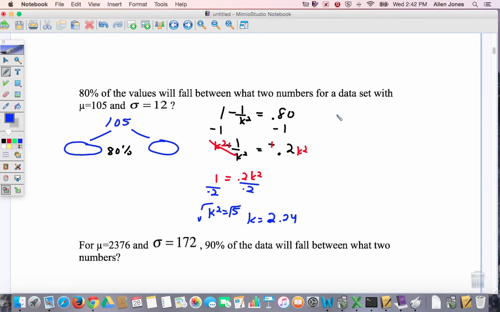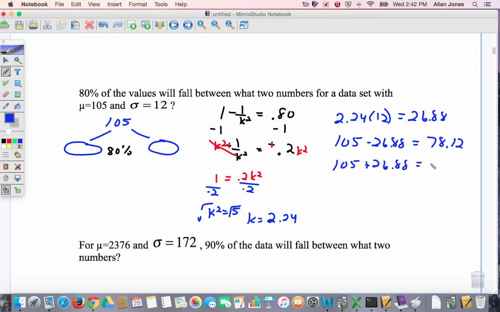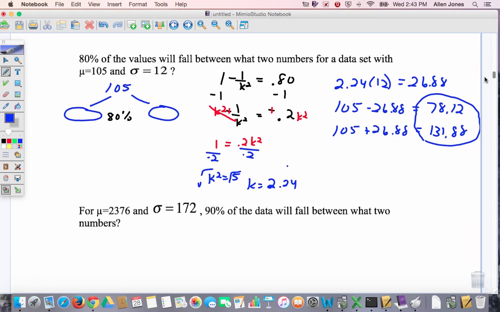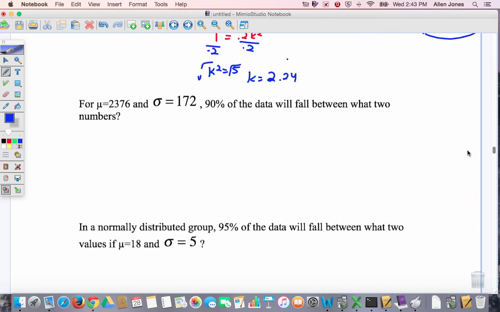So once again, repeating what we've already talked about, k is our number of standard deviations. So up here, I'm going to take that 2.24 times my standard deviation of 12, and that will tell me how far to move above and below 105. If I multiply that, I get 26.88. So I take 105 and subtract 26.88 to get my lower limit, which is 78.12. And I take 105 and I add the 26.88, how far we want to be away, and that's 131.88. In other words, 80% of the values are going to fall between 78.12 and 131.88.